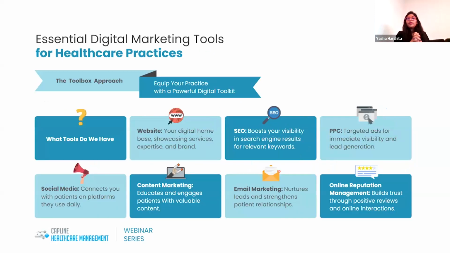Coming to how we can get into the user journey while they are trying to search and communicate with us, we have a toolbox. You can call it the essentials of digital marketing: these 7 or 8 things you definitely need to have. So what tools do we have?